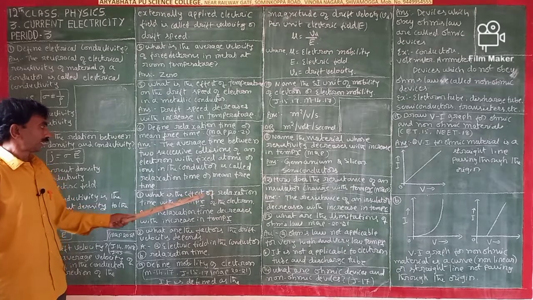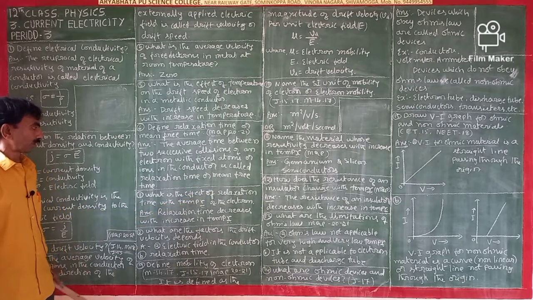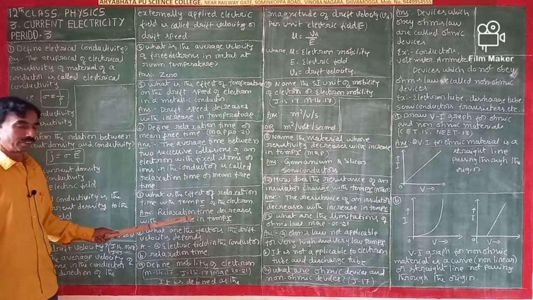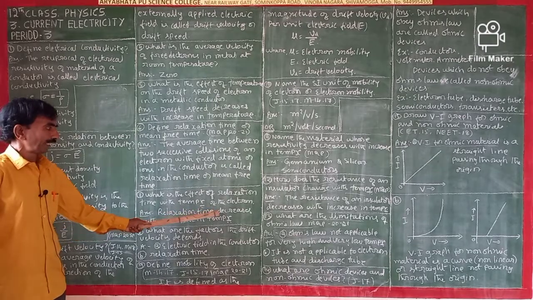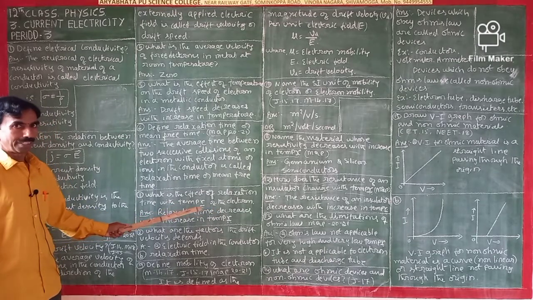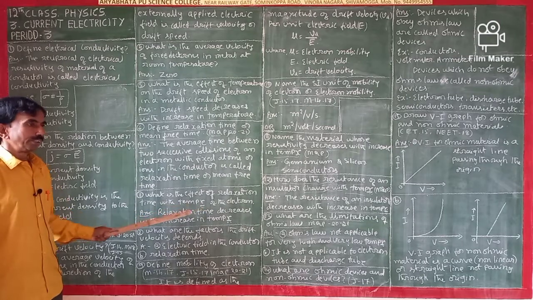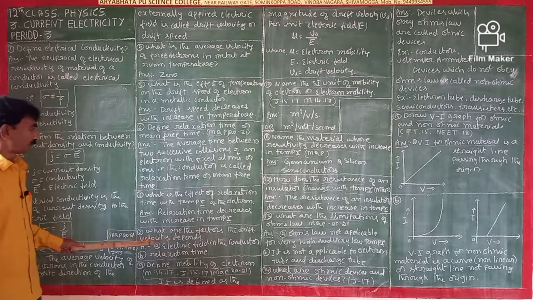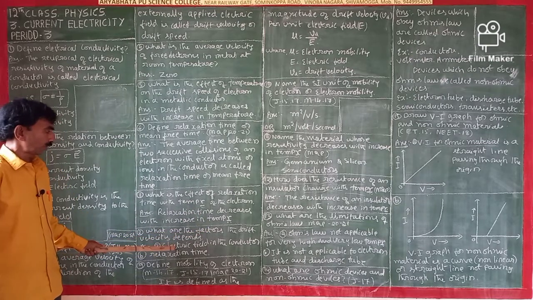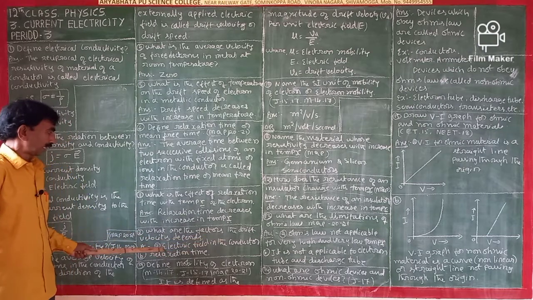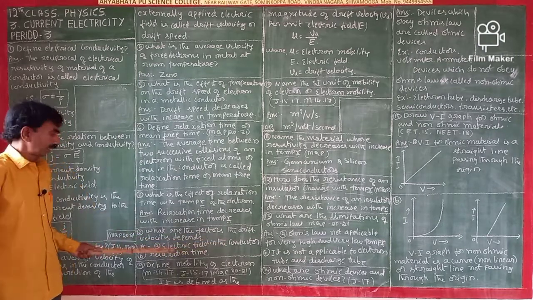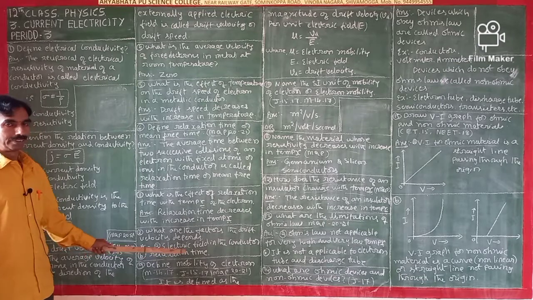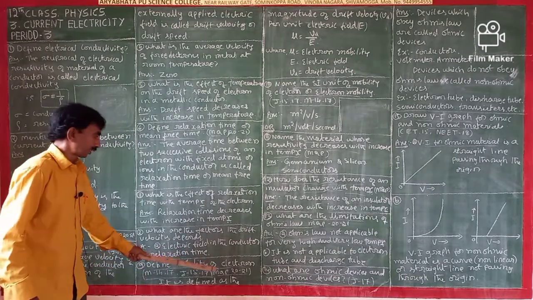What is the effect of temperature on the relaxation time of the electron? Relaxation time decreases with increase in temperature. What are the factors the drift velocity depends on? Electric field in the conductor, and relaxation time.